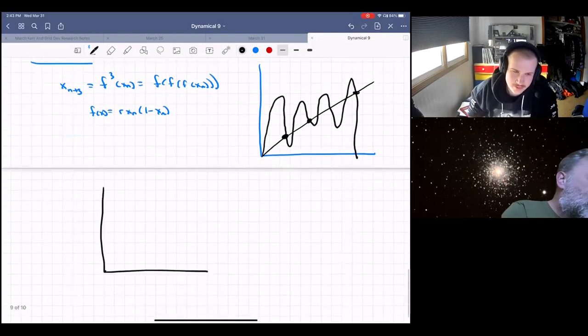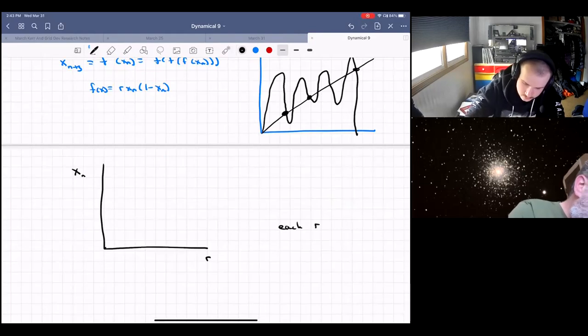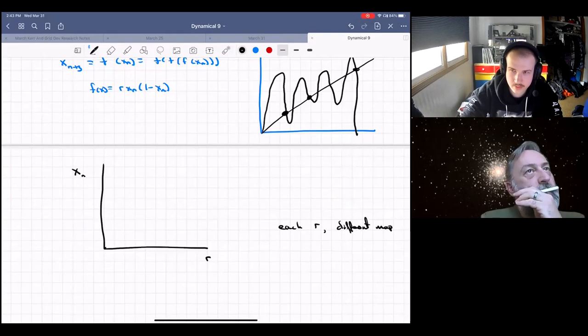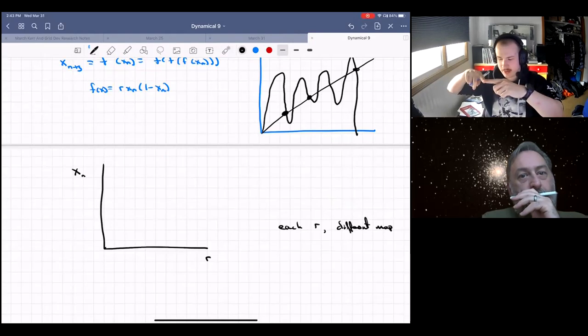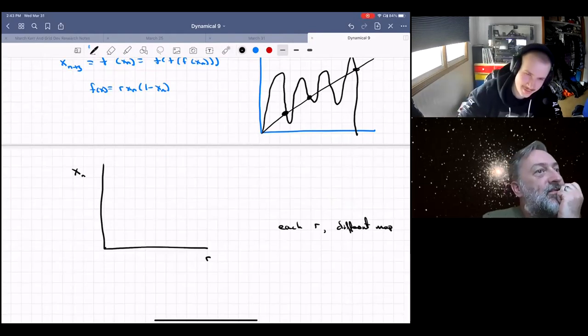So what you do here, on this axis we're going to plot R. On this axis we're going to plot xn. And so the idea is that for each R, we have a different map. Oh, and where the chaos stops is where you have the 1 cycle, 2 cycle, 3 cycle, and so on. You start to see this stuff, right?